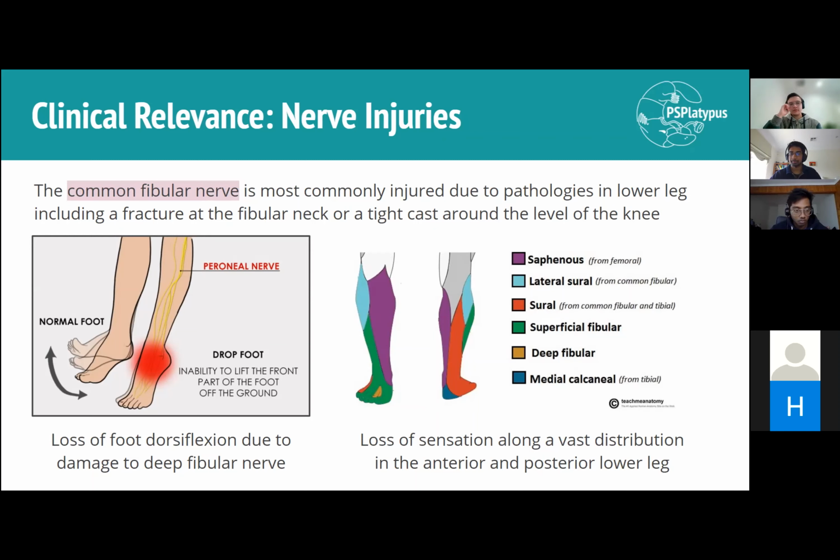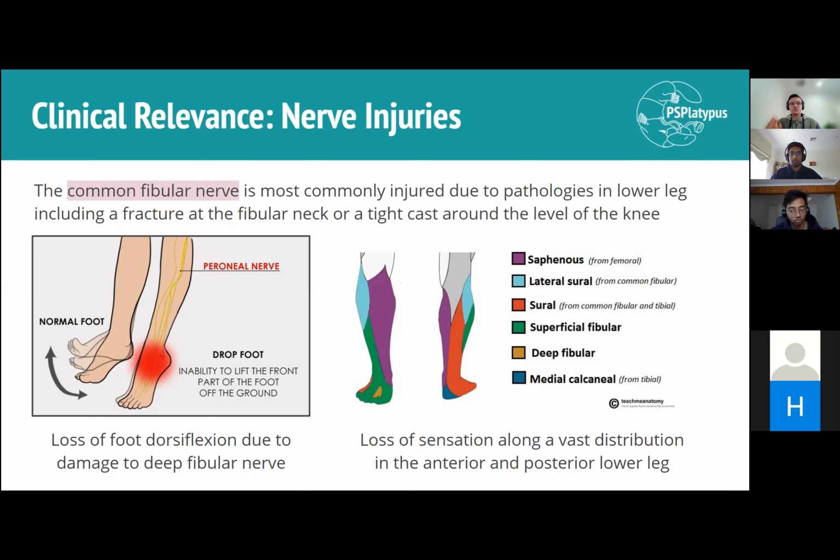Now, I talked about the motor parts, right? How that's important. And we talked about the fact that because you've got damage to common fibula, you're going to have damage to the deep fibula, which is not going to be able to allow for dorsiflexion of your foot, which means that you're going to have unopposed plantar flexion. So you're going to have your foot just limping down like this.